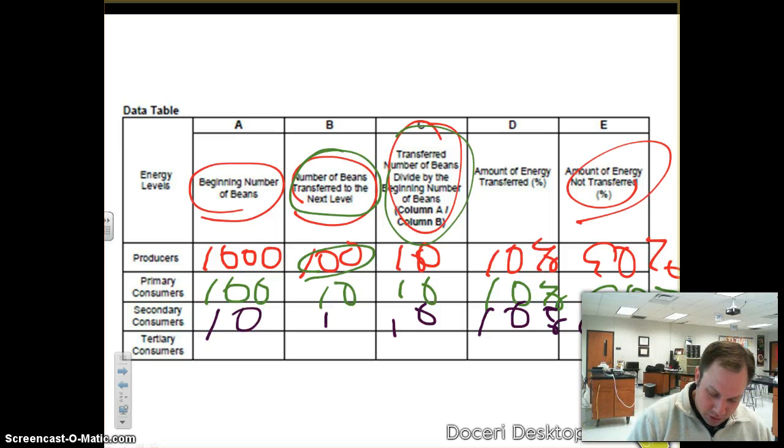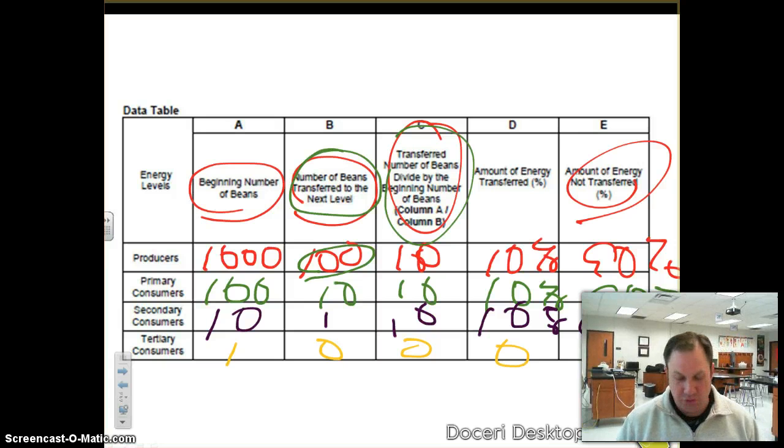And then lastly, tertiary consumers. If I'm looking at the tertiary consumer level, how many beans did I start off with? There's only 1 bean. Number of beans transferred to the next level: tertiary is on top, so none are transferred. This would also be 0, and then 0. Those are all zeros because we're not transferring any from tertiary. Tertiary would be our top level consumer.